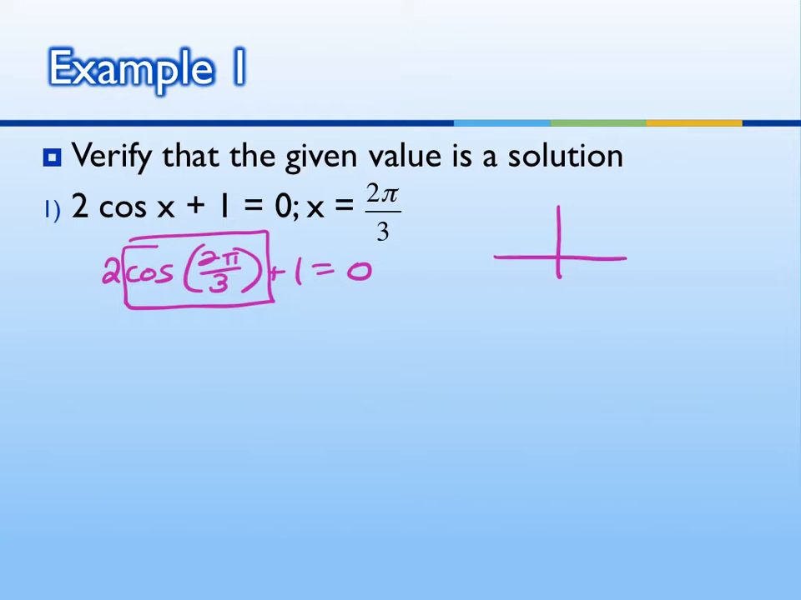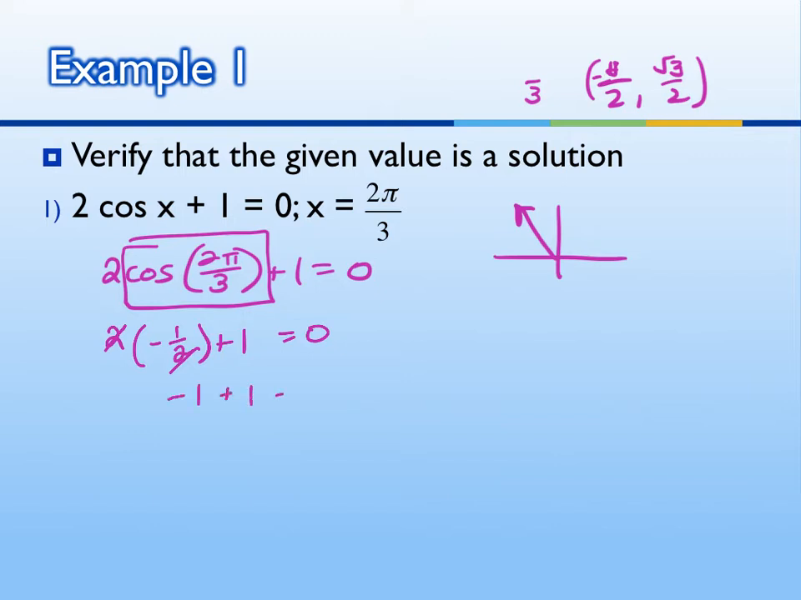Or knowing your unit circle, right? If it's pi over 3, I know the coordinate point is 1/2 and root 3 over 2. And if it's 2 pi over 3, it's in the second quadrant, which means it's negative 1/2 and root 3 over 2. So I'd get 2 times negative 1/2 plus 1 equals 0. 2 times negative 1/2 is negative 1. Negative 1 plus 1 is 0.